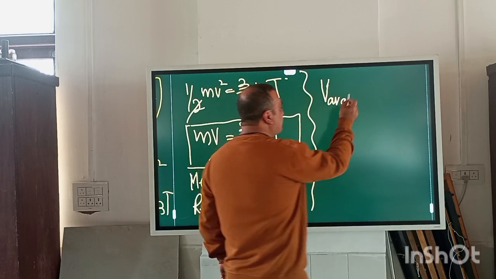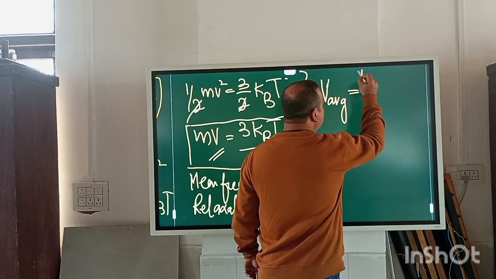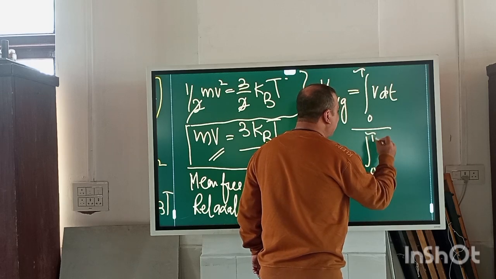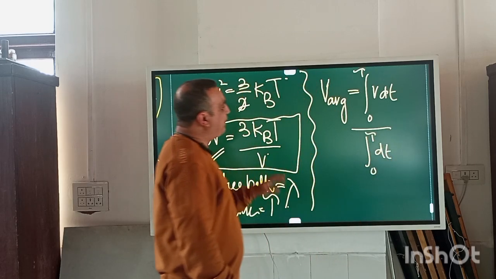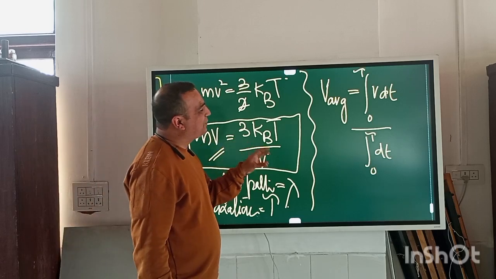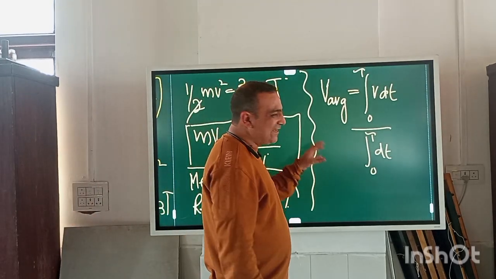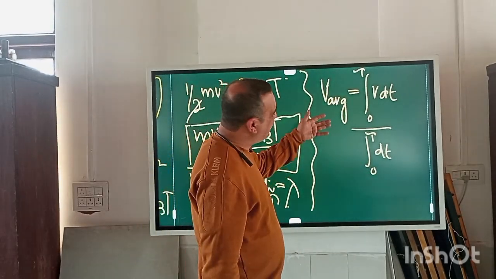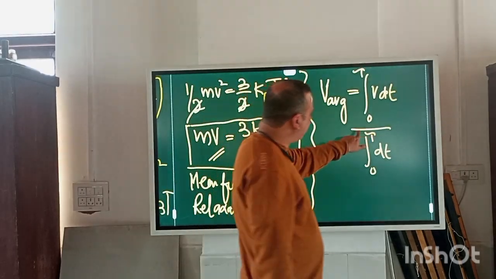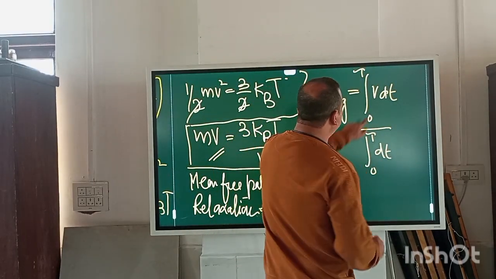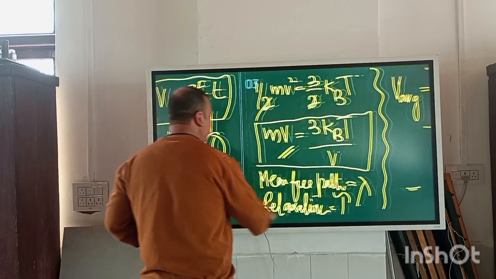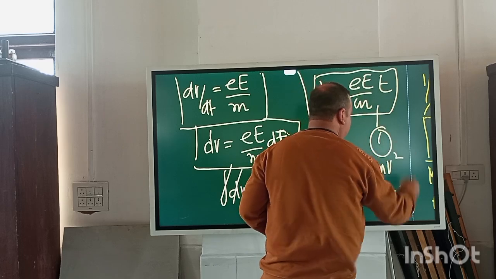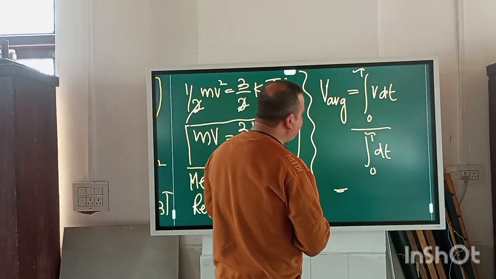So v average can be written as integral of 0 to tau v dt divided by integral 0 to tau dt. And this equation will give me the measure of the average velocity of an electron in this metal in presence of the electric field. We can see this equation is dimensionally correct, and I can think of using v that I have already calculated. v I have calculated as eEt by m.